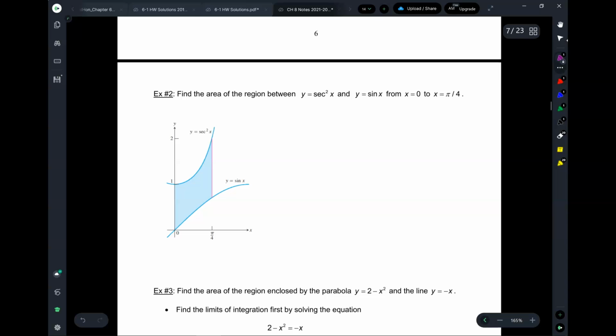Find the area between y equals secant squared and sine x, from 0 to pi over 4. So they tell you to go from 0 to pi over 4, so you don't need to find anything here. In this diagram, you're actually told which one the secant squared is and which one the sine is. Sometimes you'll just be given the graph without the functions being labeled, and it's up to you to know this is the sine and that's the secant.